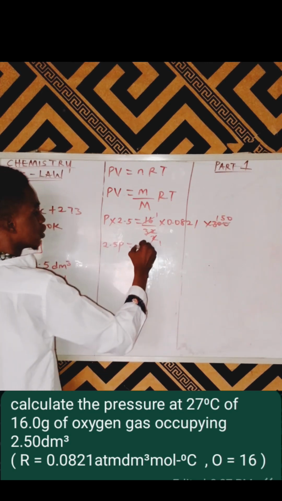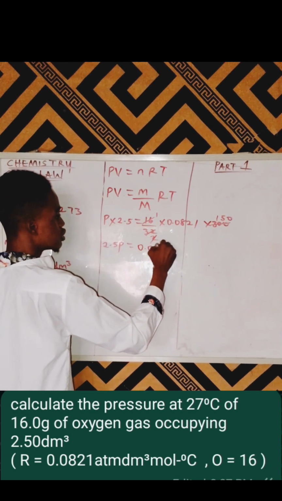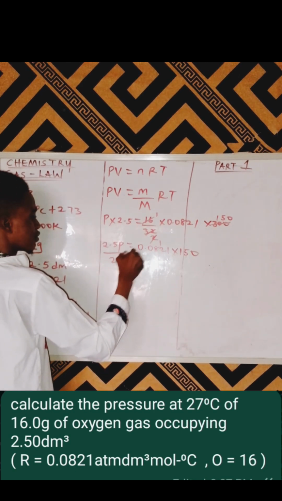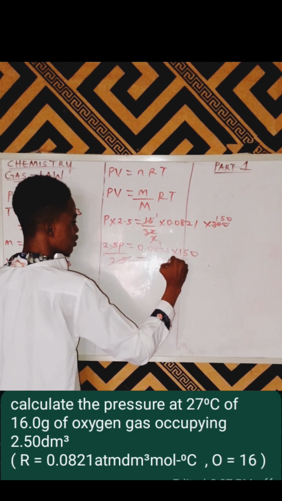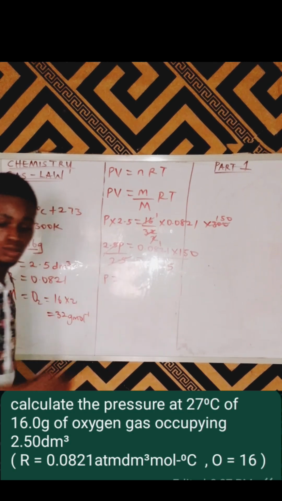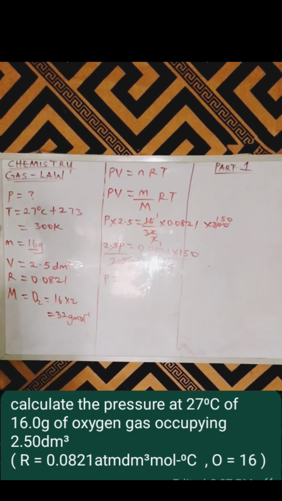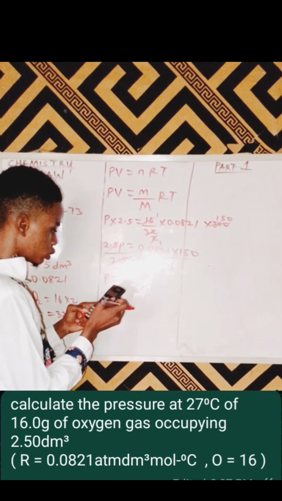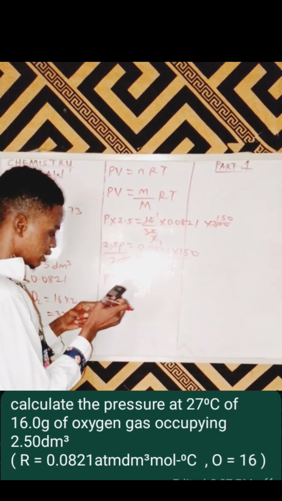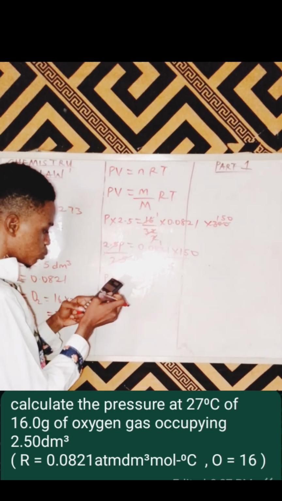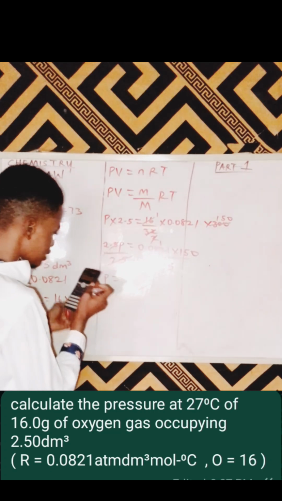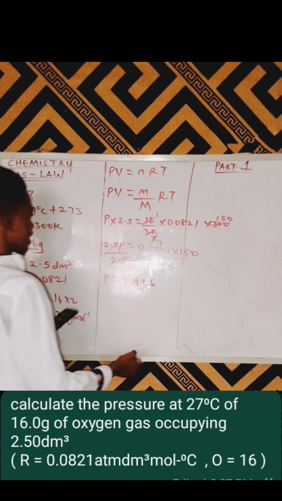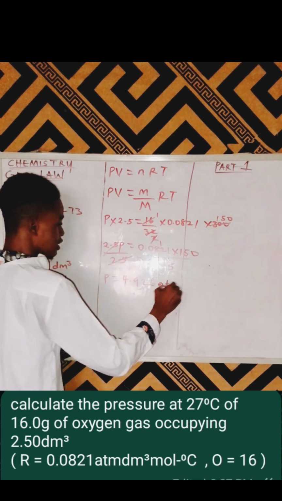So I'm going to have 0.0821 times 150. I divide both sides by 2.5. So I'm going to have P is equal to, let me use my calculator, 0.0821 times 150 divided by 2.5. So my answer is going to be 4.926 atm, atmosphere.